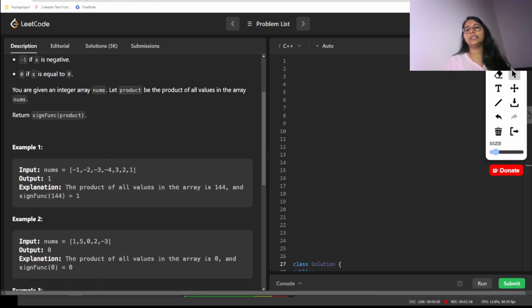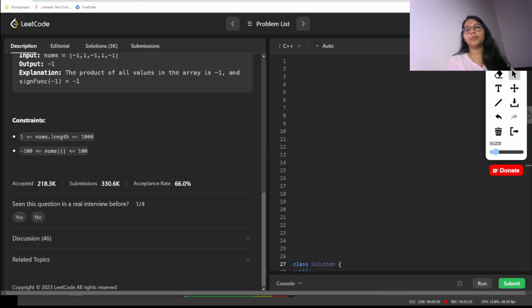So now let us check the constraints. The constraints are up to 1000, meaning the length of this nums array is up to 1000, so an order of n square solution will work fine. And nums of i is from minus 100 to 100. So that means the product can go up to 10 raised to power 4, or even up to 10 raised to power 6. Not 10 raised to power 6, just 10 raised to power 4, because we would be multiplying two numbers with each other. So this is about the constraints.